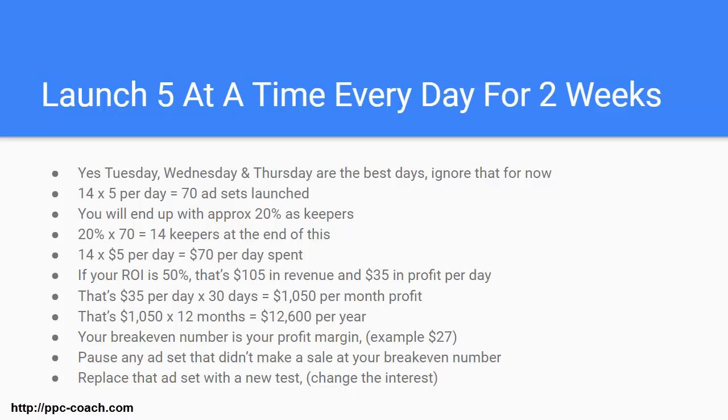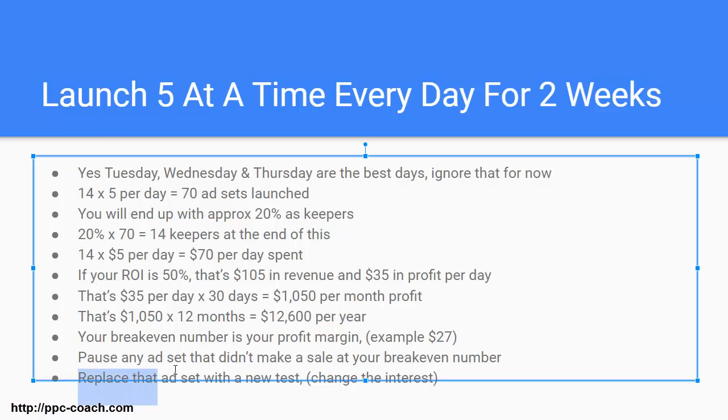Okay. Now, in this example, your break-even number is your profit margin, say $27. You're going to pause any ad set that didn't make a sale at your break-even number. So it spends $27 without a sale. That's a pause. All right. Replace that with a new test. So in this case, we're not going to do that. I'm going to delete that because we're not going to replace it.